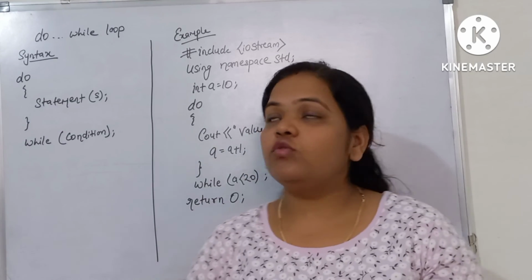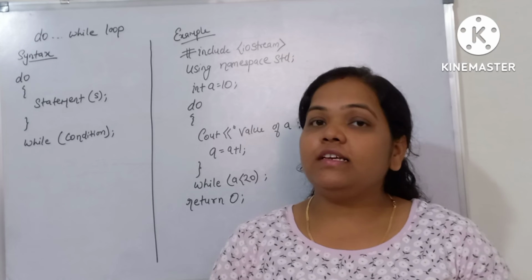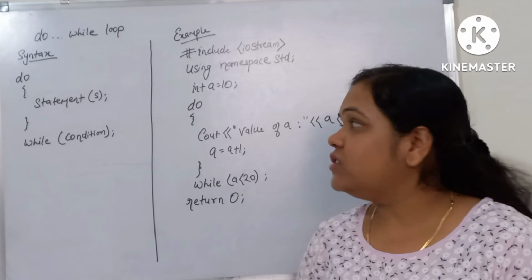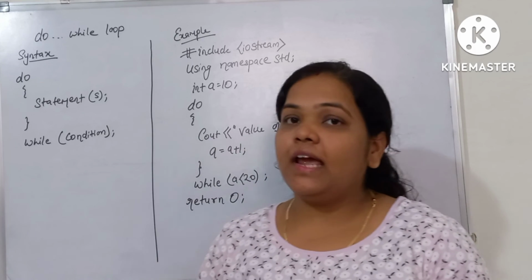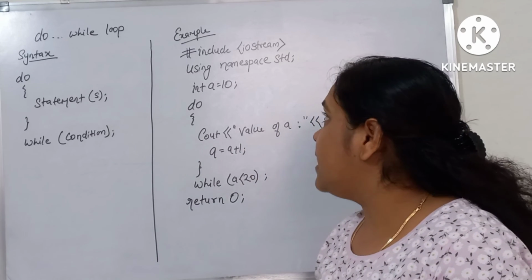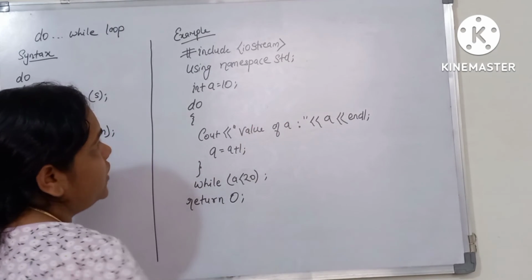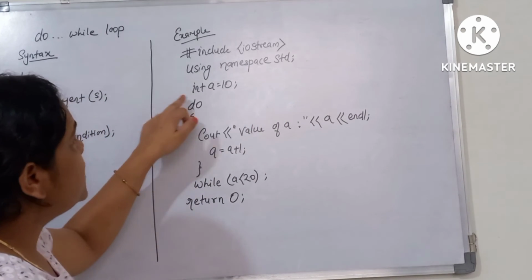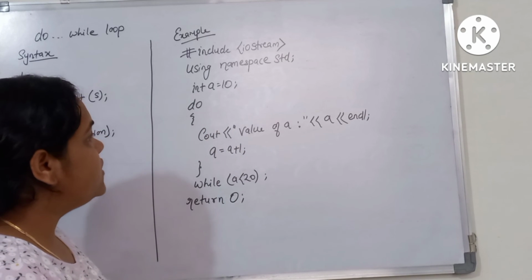Now next is the do while loop. This is the syntax for the do while loop. Do while is the exit control loop. That's why in this, first of all the body part will be executed and then the condition will be checked. So let's see the example for the do while loop. Here we are including the header file and we are initializing the variable A with value 10 and data type int.